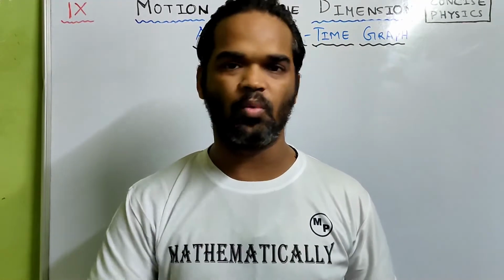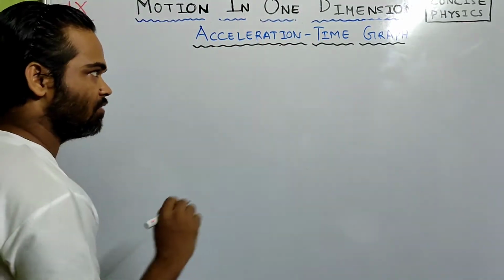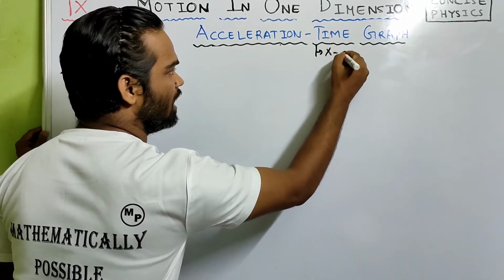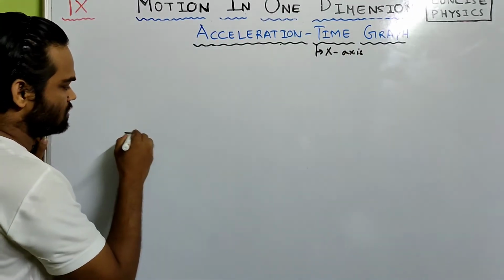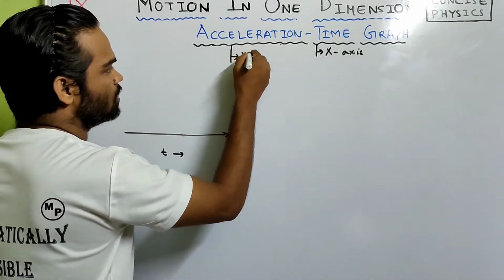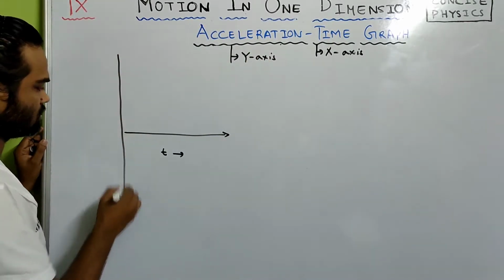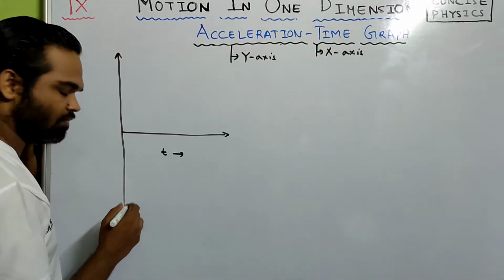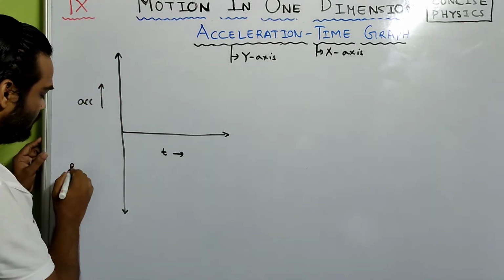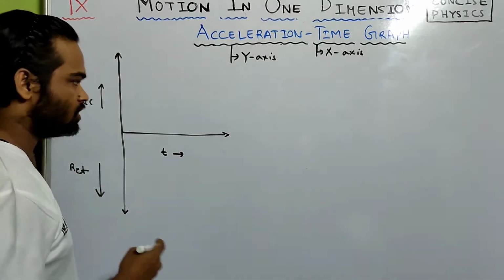Hi kids, in this video we'll continue with class 9 physics, motion in one dimension, and we will discuss the acceleration time graph. When you talk about the acceleration time graph, time is represented on the x-axis, the horizontal axis, and the acceleration is represented on the y-axis. This is your acceleration. I've drawn both positive and negative. For acceleration it's positive, for retardation it's negative. Negative of acceleration is retardation.